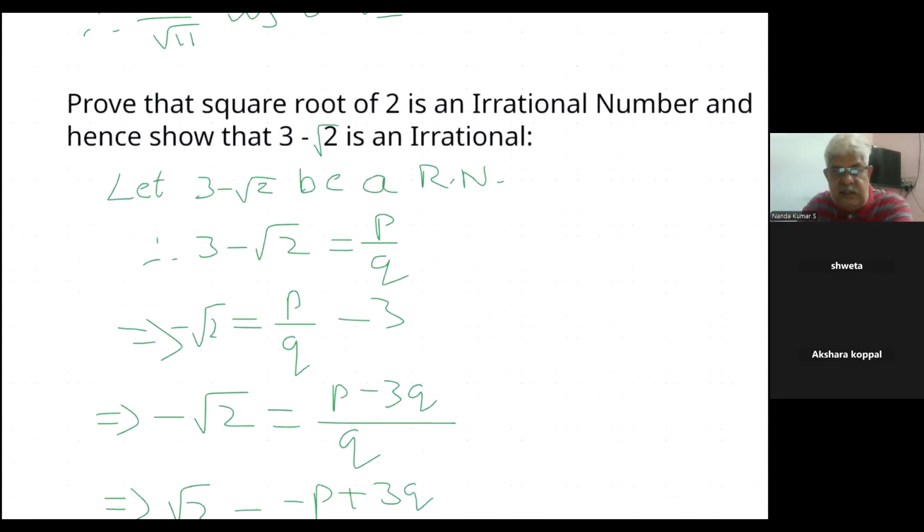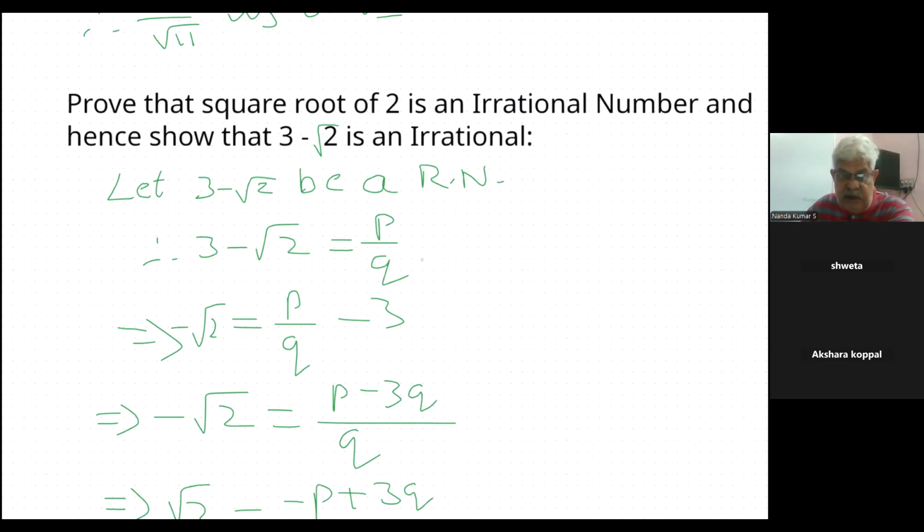Yes, my dear children, next numerical we are going to discuss is: prove that square root of 2 is an irrational number and hence show that 3 minus root 2 is an irrational number. Here, root 2 is an irrational number. How to prove? We already discussed it. Therefore, next, let 3 minus root 2 be a rational number. Therefore, 3 minus root 2 is in the form p by q, that is the standard form of the rational number, where p and q are integers and q is not equal to 0.